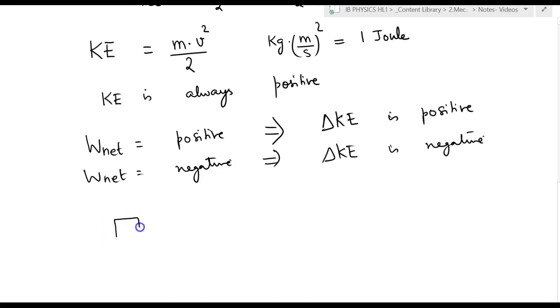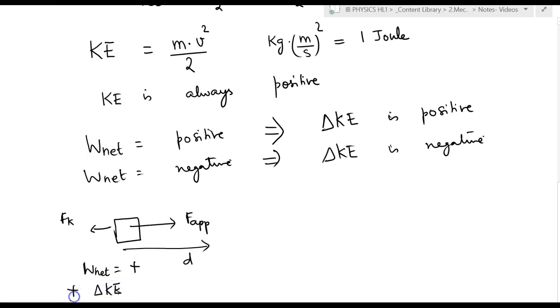If you have an object where your applied force is more than friction, and it's moving this way, then we know that the applied force does positive work and friction does negative work. So the net work is positive, and therefore there is an increase in kinetic energy. If you look at it from the force perspective, there is a net force in the direction of motion, so there is a positive acceleration and therefore a gain in speed.